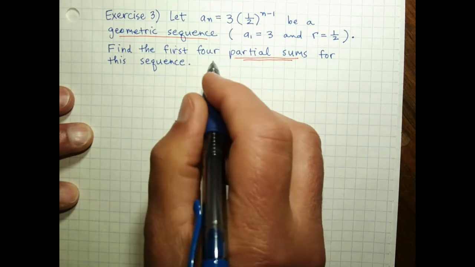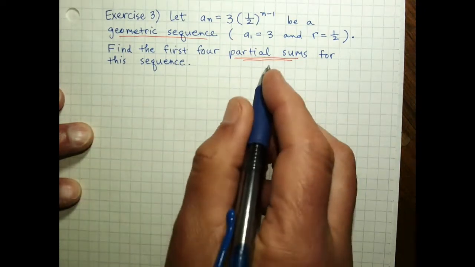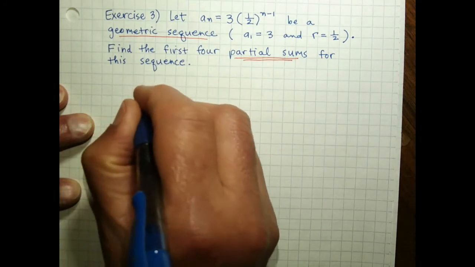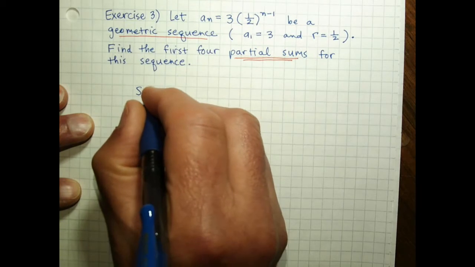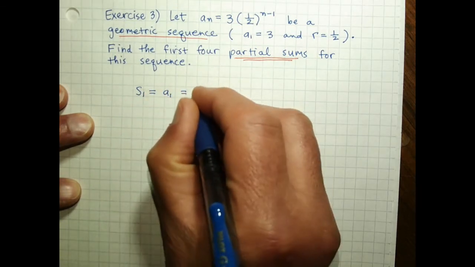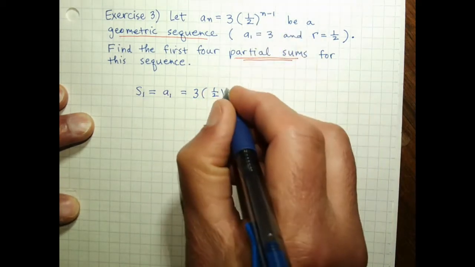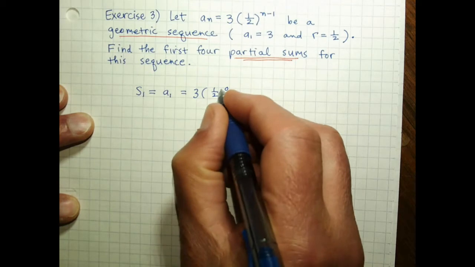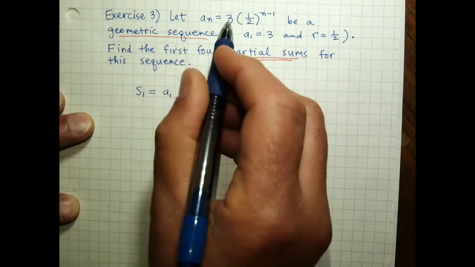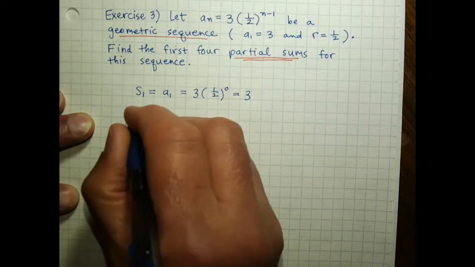When we don't have a formula, we can always just rely on the basic definition of a partial sum. So we're just going to crank these out by hand. The first 4 partial sums: S1 is equal to a sub 1. A sub 1 is 3 times 1/2 to the 1 minus 1, which is the 0 power. Anything to the 0 power is 1, so 3 times 1 is 3. A sub 1 just turns out to be that constant factor in front.